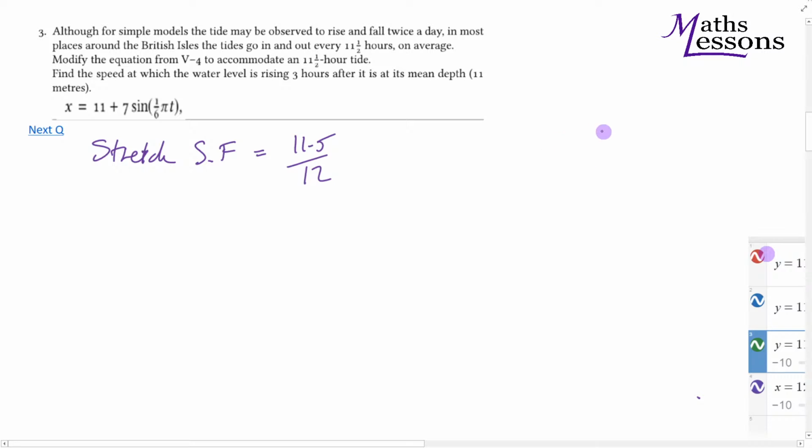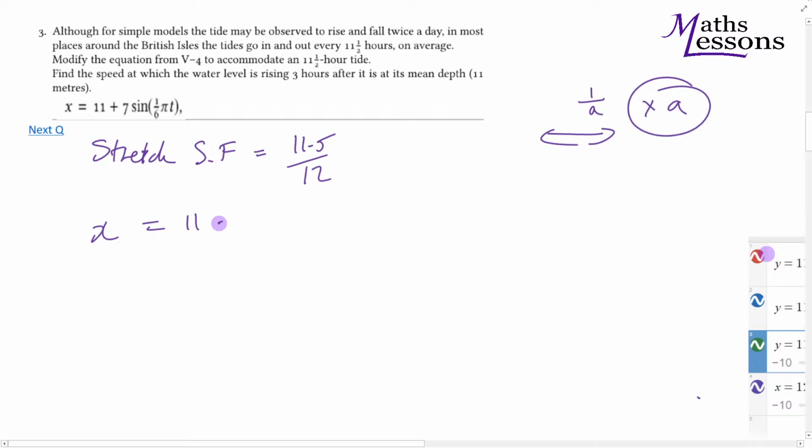Now, what you should realise, if you want to stretch scale factor of A, or 1 over A, then you've got to times by A inside the function. You should know that. That's one of the facts you've got to know. So therefore, if we want to stretch this for scale factor A, we've got to times this by 1 over A. So we want to stretch for scale factor 11.5 over 12. We need to times by 12 over 11.5.